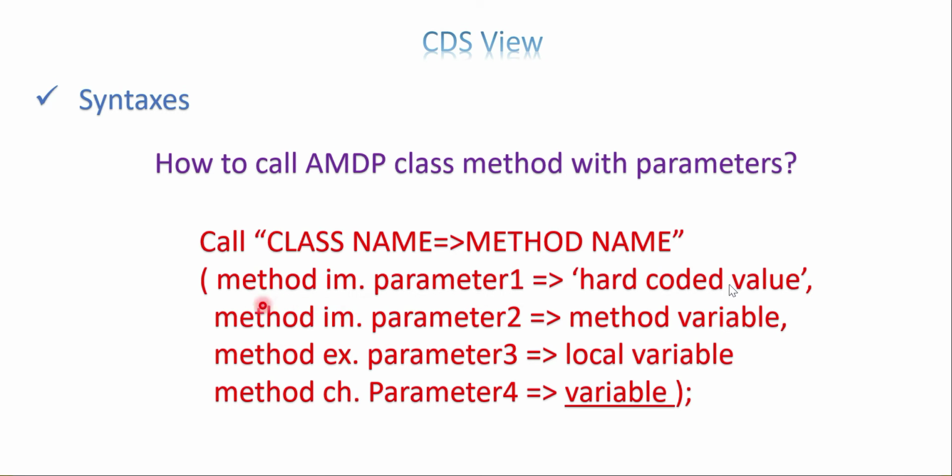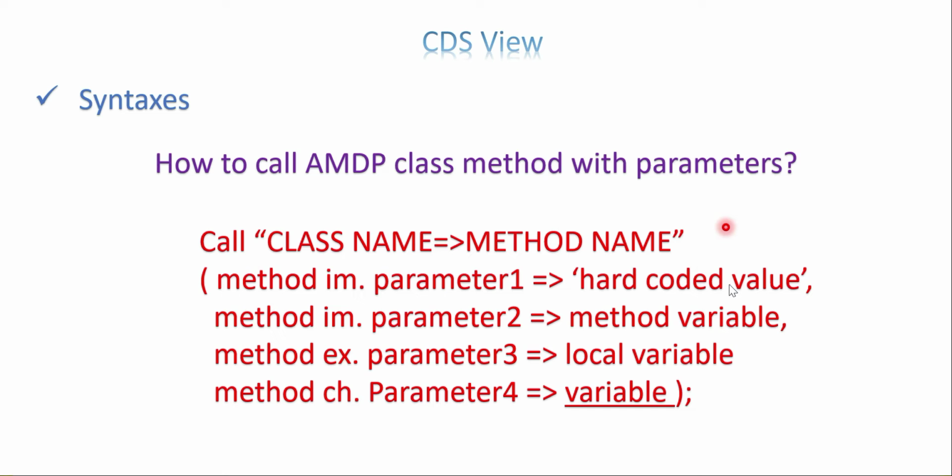Okay, so what I'm mentioning here is method import parameter. Suppose my method has 2 import parameters, 1 export parameter, 1 changing parameter. Okay, so for an import parameter, if you want to hard code, this is the same syntax, equal arrow, then within single quotes, if you want to pass any hard coded value, this is the format. Suppose for the second import parameter, I want to pass a method variable. So method variable means I am in AMDP2. This is very simple.